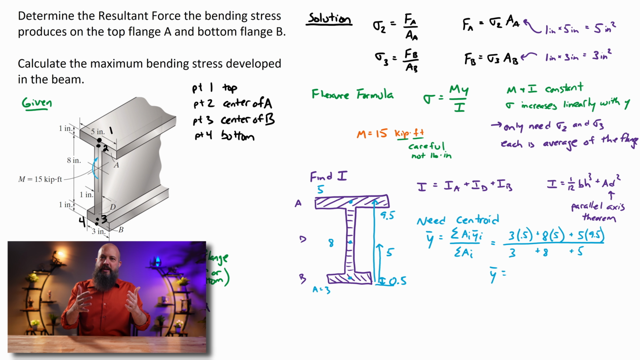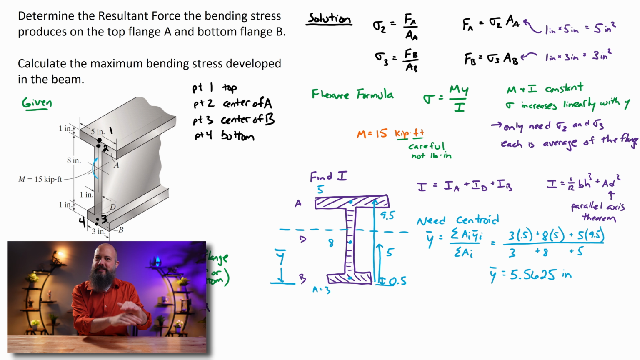So for the centroid, my numerator is area times distance, and add those up. And then the denominator is just all of the areas. So when you have area times distance divided by area, your answer is a distance, which is the centroid, which is what we're looking for. So 5.56 inches is Y bar. So the centroid is 5.56 up from the bottom.